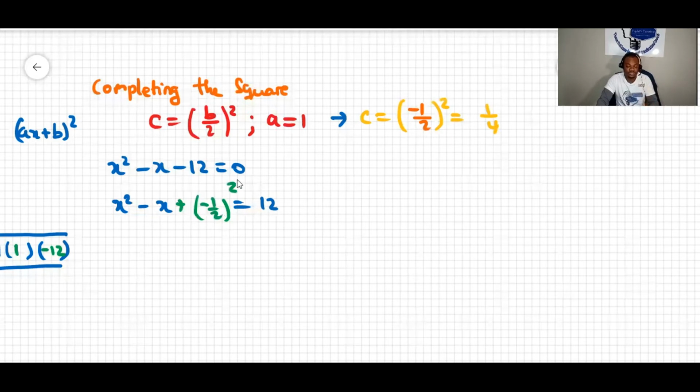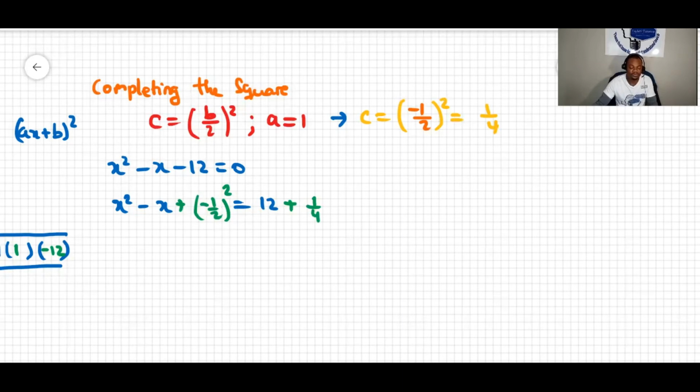I'm going to add the same quantity on the other side. That will be, okay, instead of me writing negative half, I prefer to write a quarter. You understand why? So a quarter. Okay, this exponent is a little bit far. Now, this c value that you got here is the value that will make the right-hand side of the equation a perfect square.